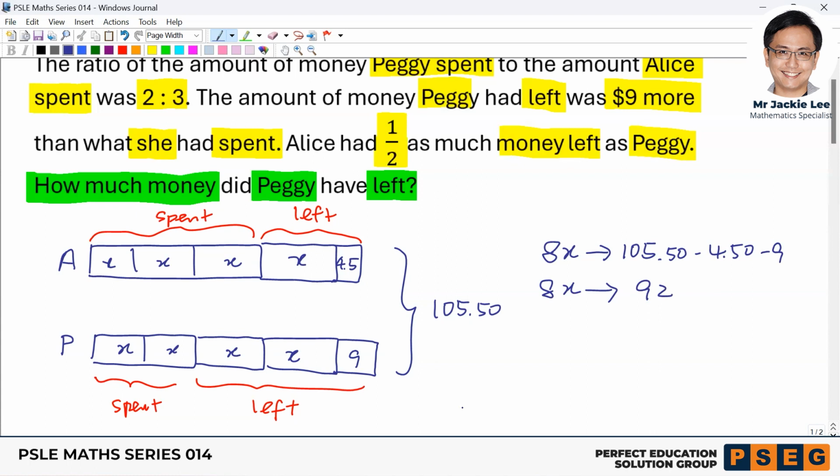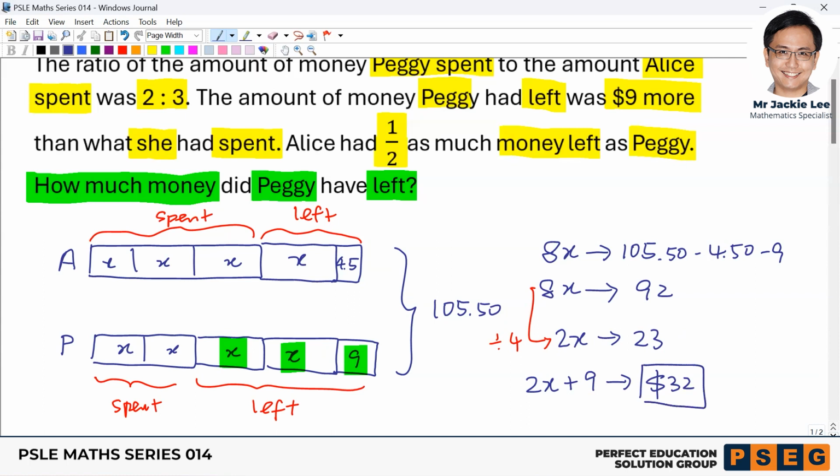Now, ultimately, we need to find how much money Peggy left behind. So in fact, we just need to find this added together, 2x plus 9. So we just need to take the 8x, which is 92, and divide by 4, to get 2x. 92 divided by 4, we should have 23. Okay, for the final answer, we need to add the 9 also. So 2x plus 9 will be our final answer. 23 plus 9 should be 32. Then don't forget to add the dollar sign. $32, all right?